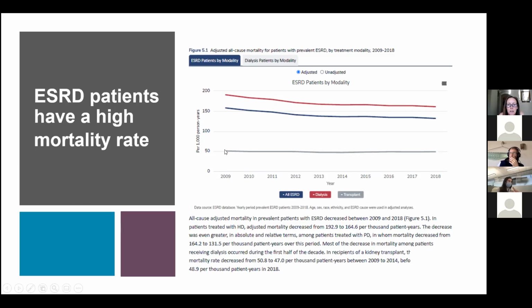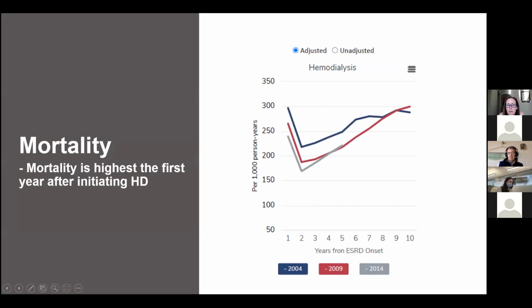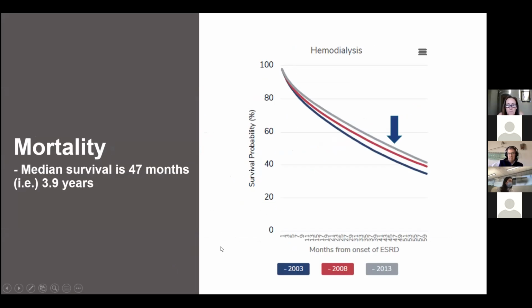Yet if he had a transplant, this would be what his mortality rate is, and this is over time. The other thing that this slide shows you is that we are not making a ton of progress on mortality in ESRD. One thing to realize is that the mortality rate is highest within the first year after starting hemodialysis. And then the median survival of a patient who initiates hemodialysis, this top line right here, this is hemodialysis patient mortality, this is 2013, so median survival is 3.9 years.